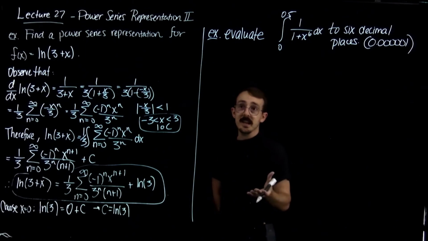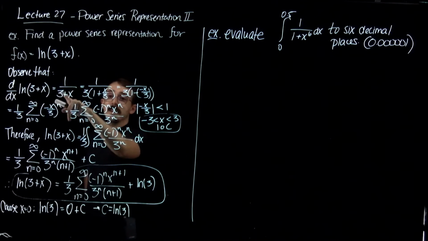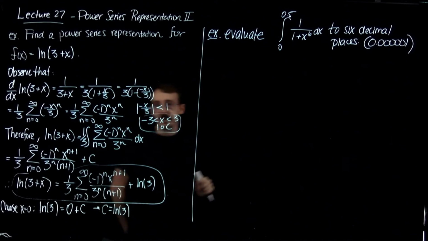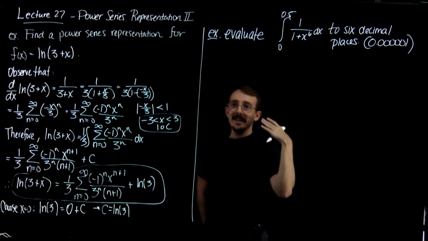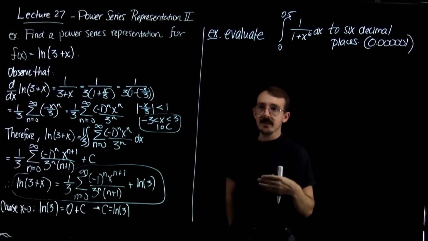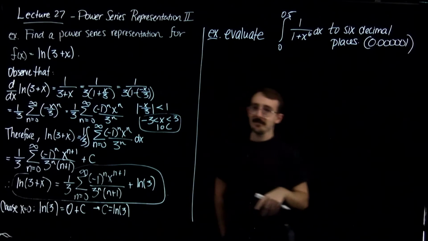So it's very similar to the last one. I had to make an observation to get some kind of object that looks like this that I can manipulate into the geometric series. So when you're looking at something, think whether the integral or the derivative is going to get you to some kind of form that looks like this.